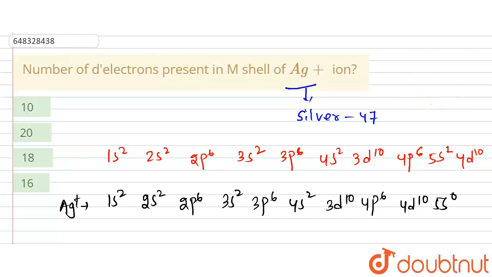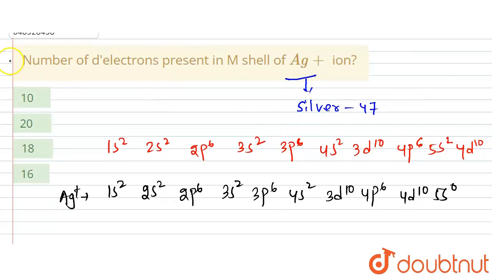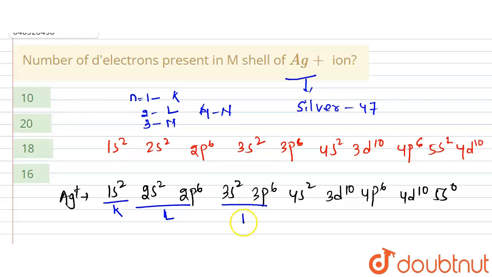And we have to find the number of d electrons present in the M cell. Now, what is the M cell? When n is equal to 1, it is the K cell. n equal to 2 is the L cell. n equal to 3 is the M cell. And n equal to 4 is the N cell. So this is the K cell, then the L cell, this becomes M, and 3d is also in the M cell.